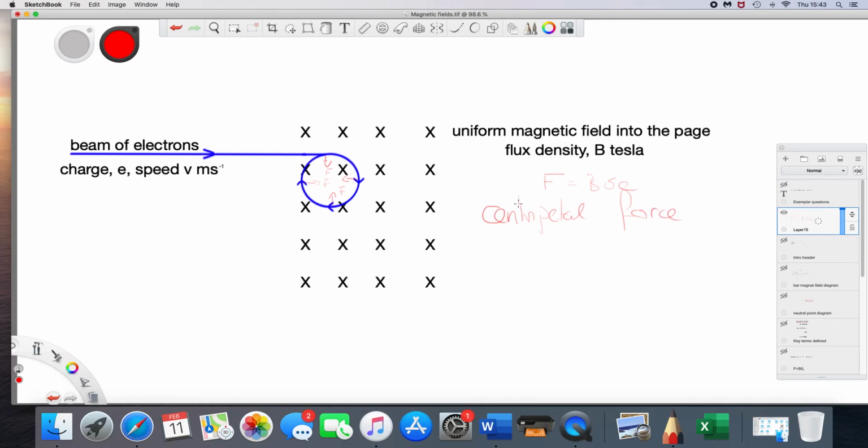Now we've come across this before in our work with electric fields and gravitational fields. So here we have a centripetal force in a magnetic field, and that means that your force, which equals BVE or BVQ generally, equals mv squared over r, or mr omega squared, where omega of course is the angular speed. So we have circular motion.